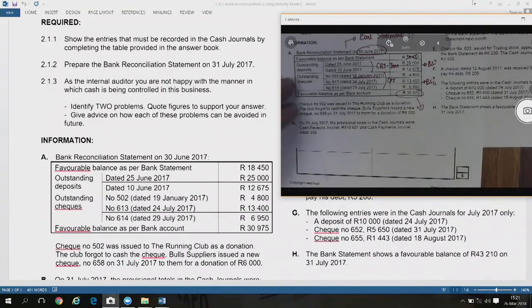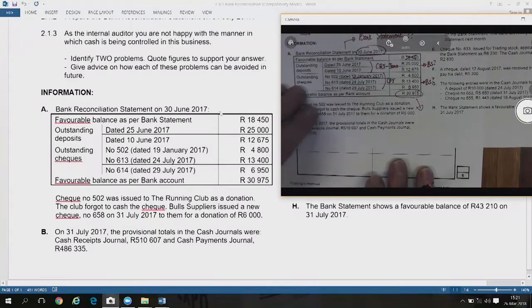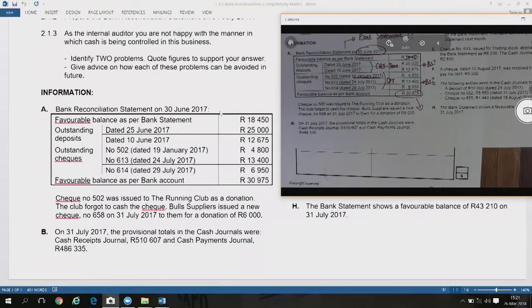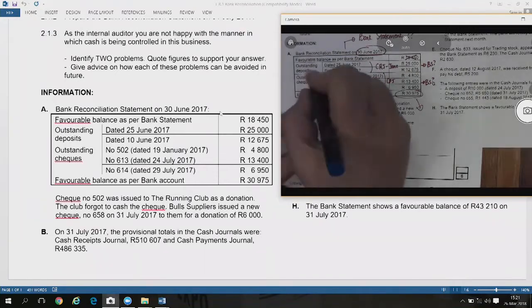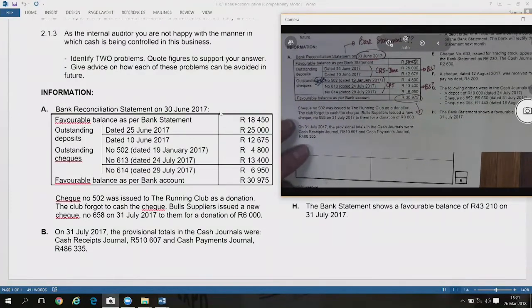Okay. Now we are going to read check number 502. If they give you that January, you can see that it was long ago. Then you count February, March, April, May, June, July. In July, it's 6 months old. And the check that is 6 months old is stale. So that check is stale. So what do you do with a stale check? You cancel the stale check in the CRJ because it was written out in the CPJ.